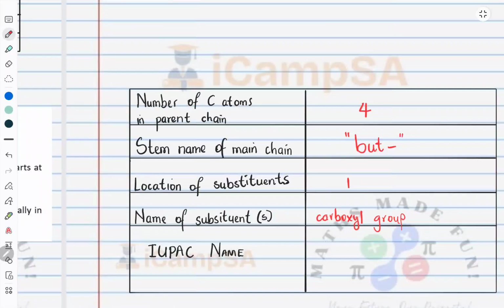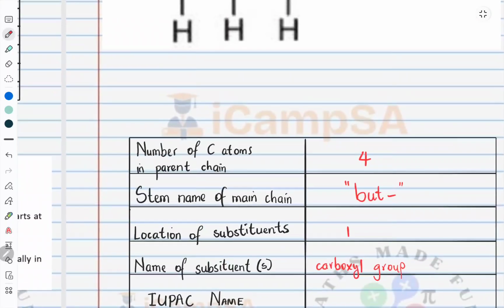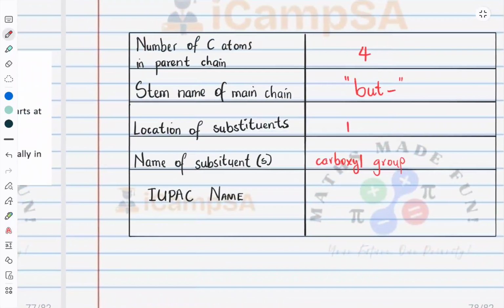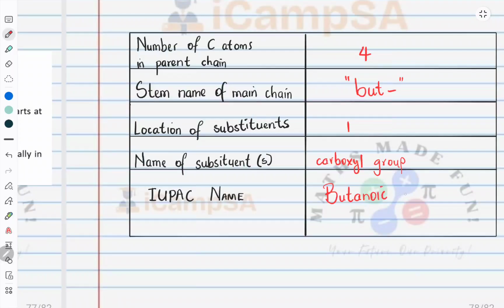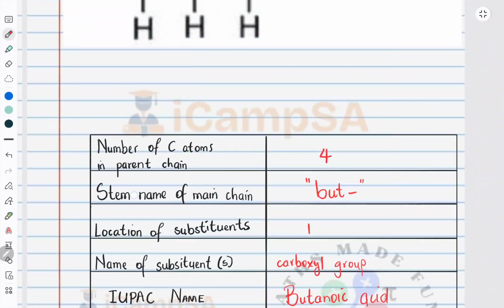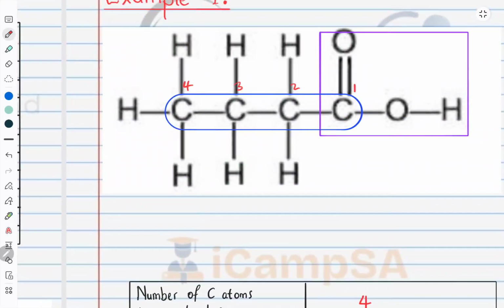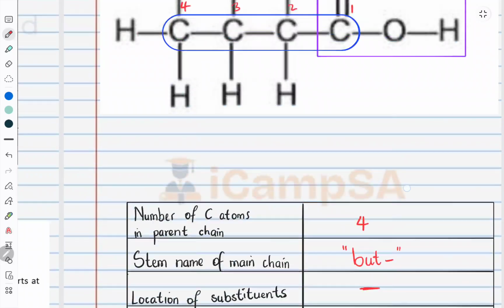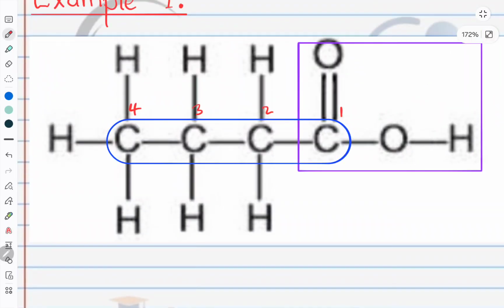And then now we can do the IUPAC name. Since there are no other substituents, there's nothing else except the carboxyl group, this will simply be butanoic acid. Notice that we do not have to mention the location. In fact, let's not put it here as well to avoid confusion. We do not have to mention the location of our carboxyl group because it never moves. For any carboxylic acid, it will always be there.